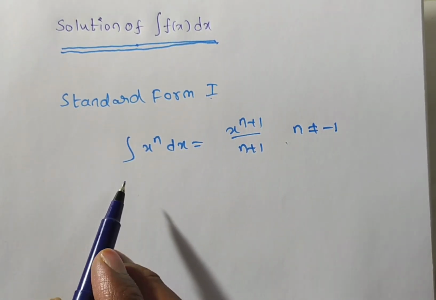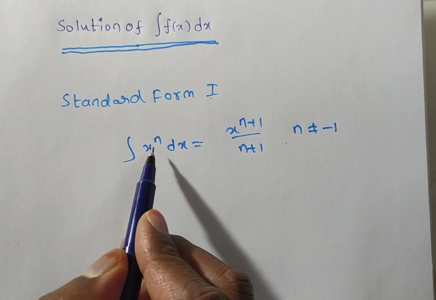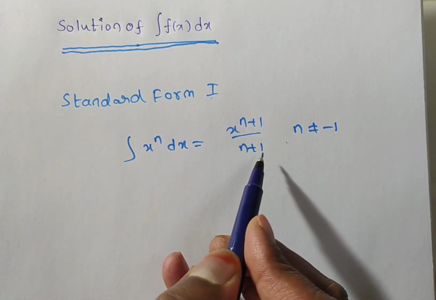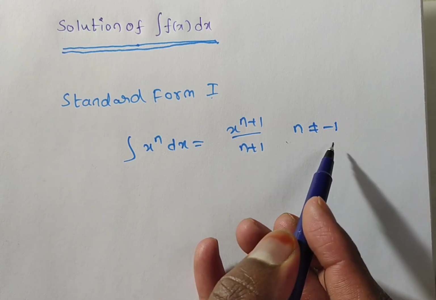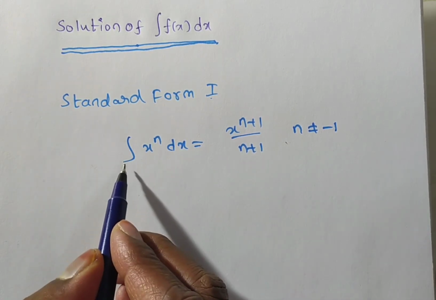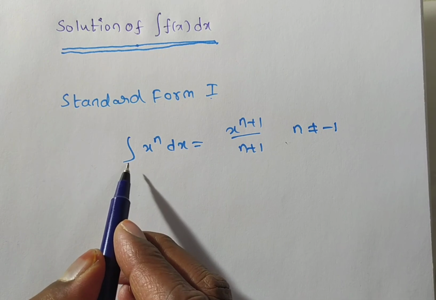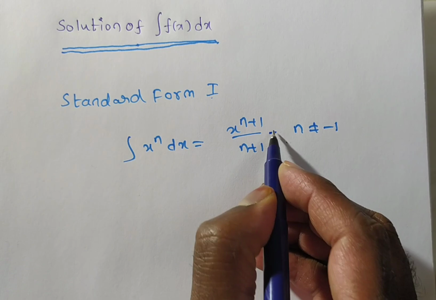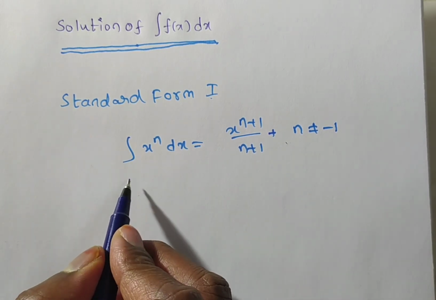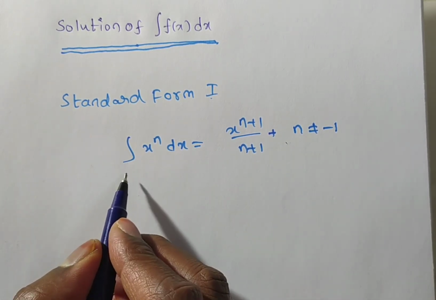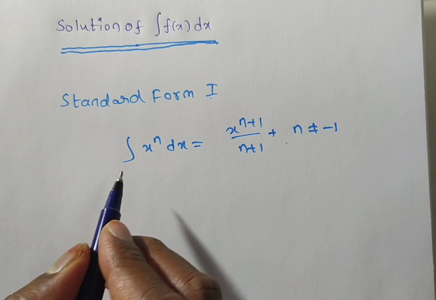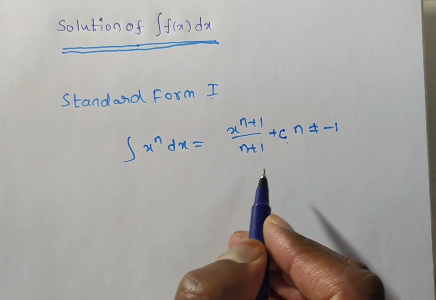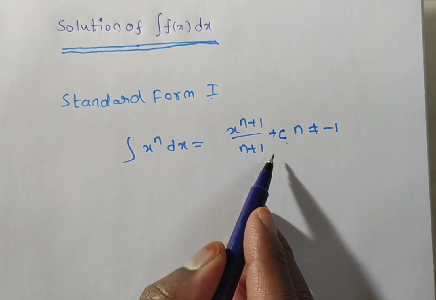Once again I am repeating, the standard form 1 is integral of x to the power of n dx, that is equal to x to the power of n plus 1 by n plus 1, where n is not equal to minus 1. Here you observe this integral does not have any limits. So whenever it does not have limits, you can say that integral is called an indefinite integral. So if you integrate any function, then you will get the final solution plus c, right? That is why I have written here c.